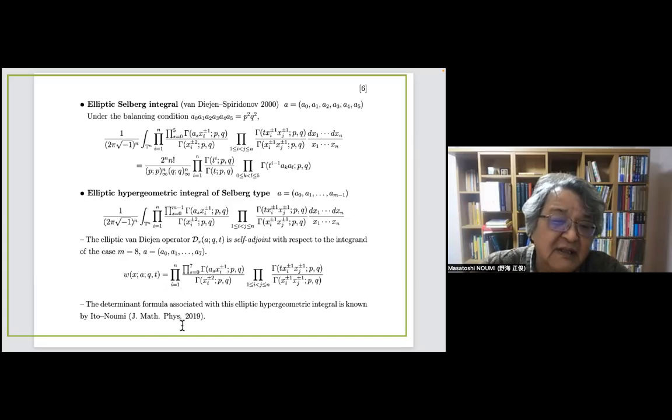I also discussed some determinant formulas for this type of elliptic hypergeometric integrals of Selberg type, of BC type, with Ito. So if you are interested, please look into my paper with Ito, which appeared in 2019.